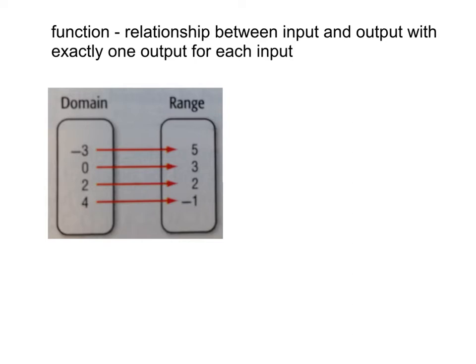When we're looking at mappings or tables or graphs, there is a way to tell if a relation is a function. A function is a relationship between input and output with exactly one output for each input. Now that's a little differently worded from how we've been discussing functions. A function also can be defined as each member of the domain is paired with exactly one member of the range.